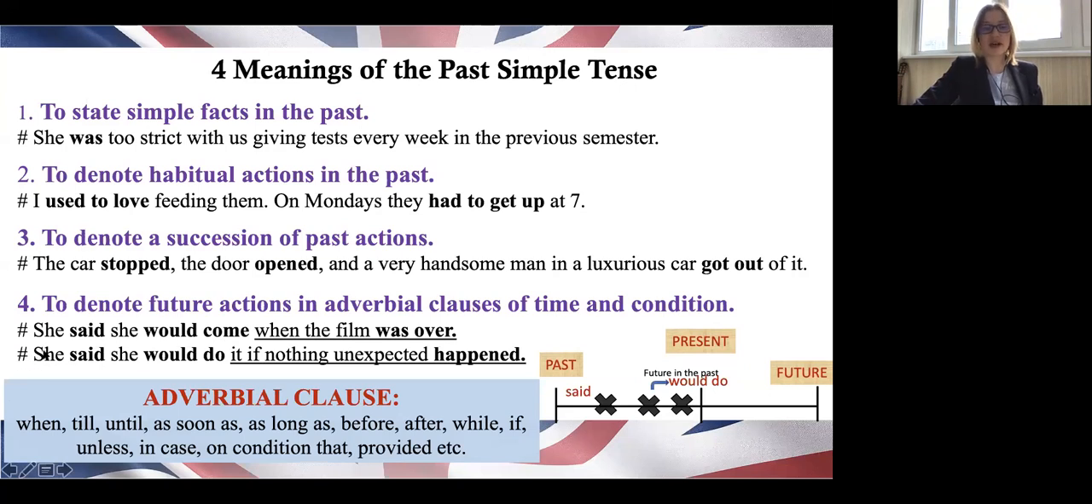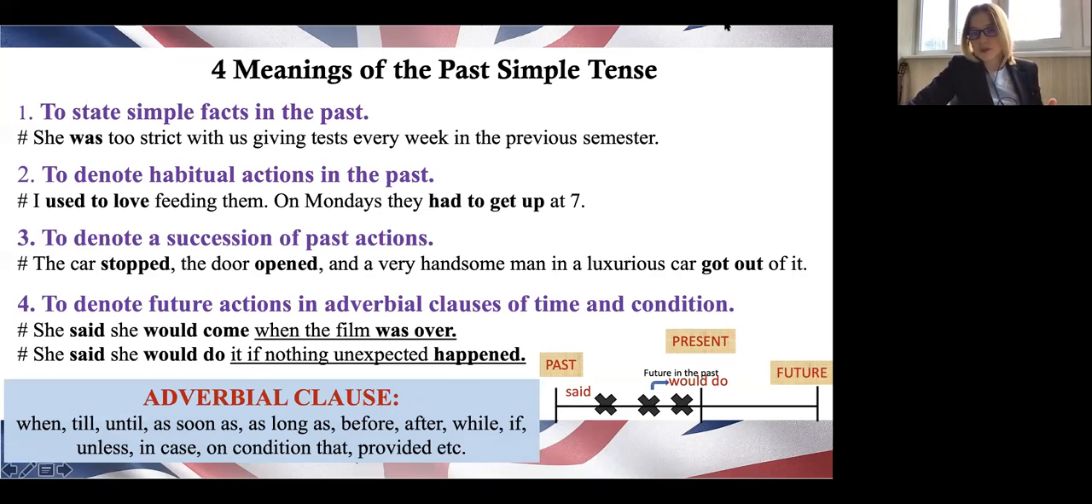The second example is absolutely the same. She said she would do it if nothing unexpected happened. If nothing unexpected happened here refers to the adverbial clause. A kind of condition is mentioned here. If you have this condition, we still try to remember, if it's a condition, we never use the future tense. That's why we use the past indefinite tense.